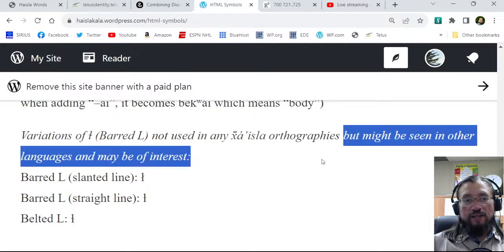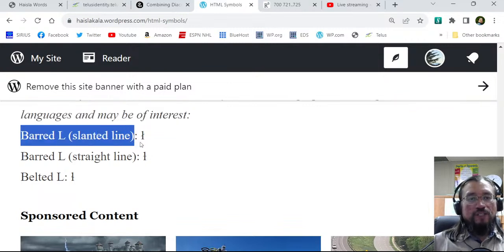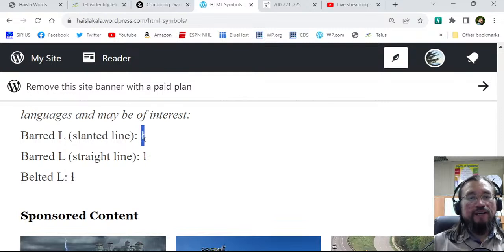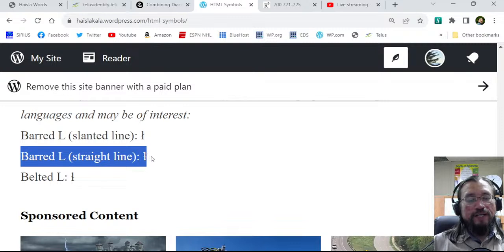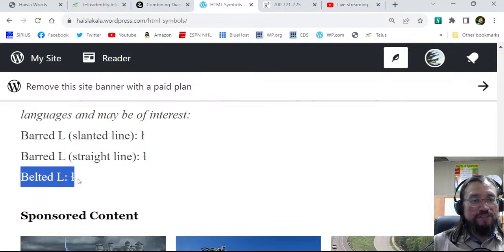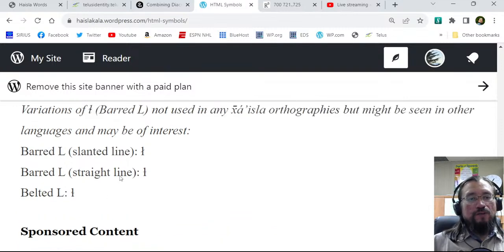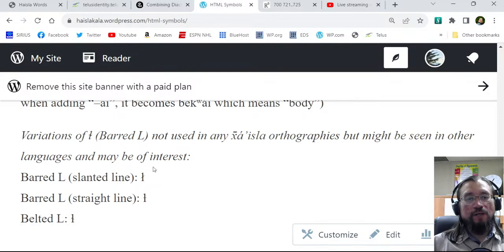But you will see this in other languages. So this might be of interest for you to know. So there's the barred L, which has a slanted line going through the L. This is actually the one that Hein Vink used in his third unofficial orthography. Then there's the barred L that has a straight line. So pretty straightforward. It's a lowercase l with a straight line going through the middle of it. And then there's the belted L, or looped L. So it's an L with a looped line going through it. So those are variations that you might see of the barred L.